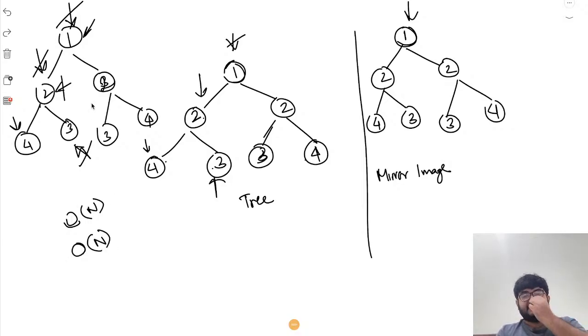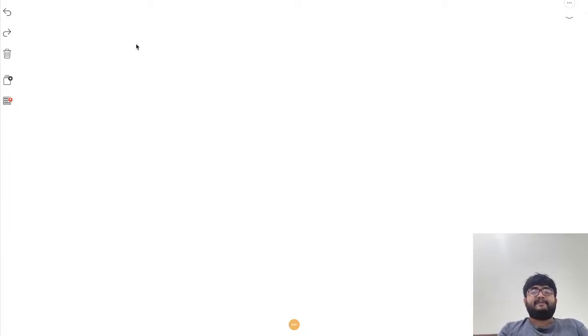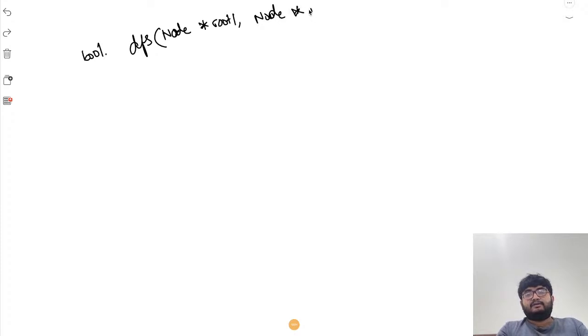because we are generating the mirror tree again, right? What we can do, a better way, can be, let's say we write a DFS, a bool DFS, that actually tells whether two trees are equal or not, right? So it will take node star root 1, node star root 2, right?